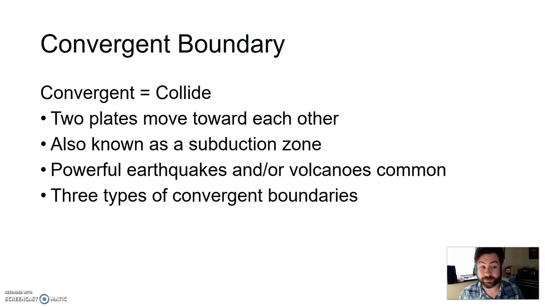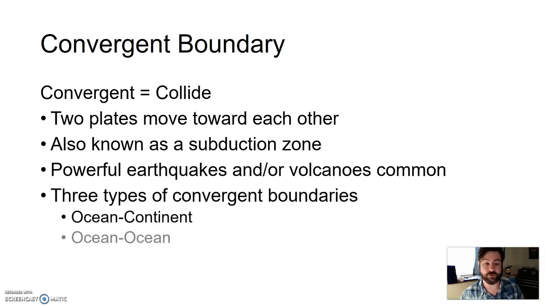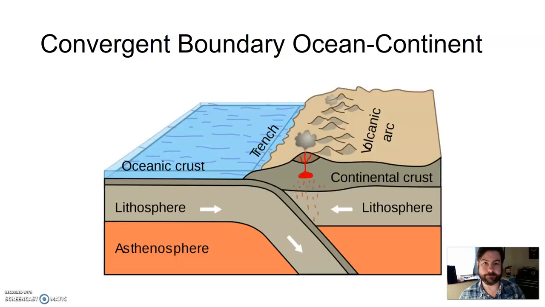There's actually three types of convergent boundaries, where oceanic crust is crashing into continental crust, oceanic crust crashing into oceanic crust, continental crust crashing into continental crust. It's pretty easy to figure out what type of crust you got. If it's dry land like a continent, continental crust. If it's the crust underneath the ocean, oceanic crust. Pretty easy to figure out.